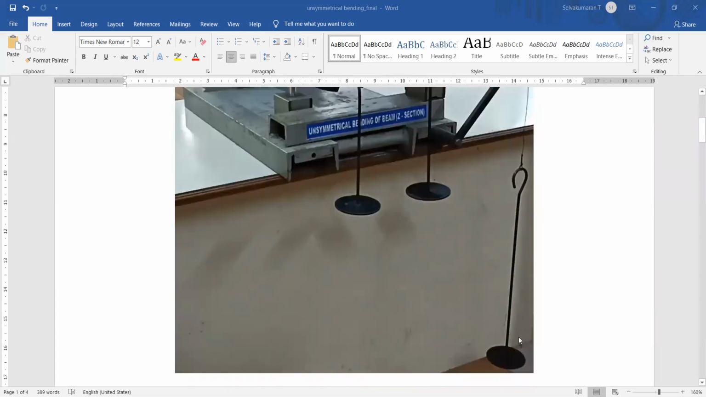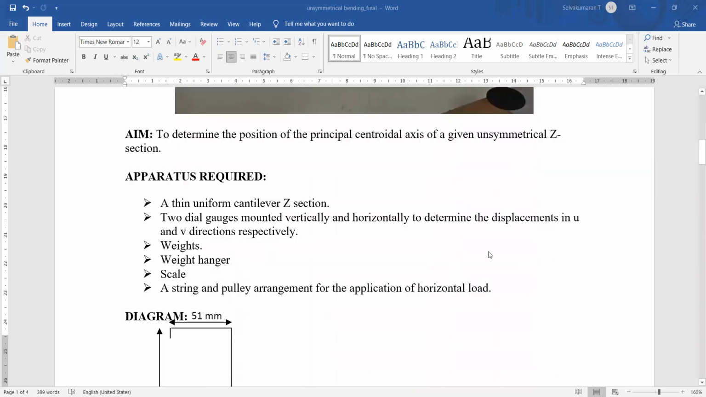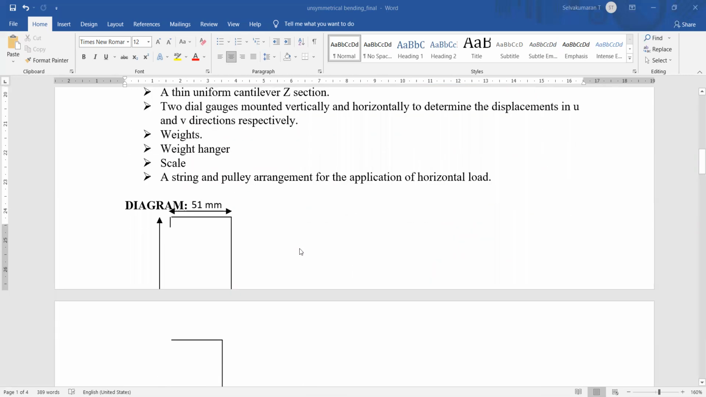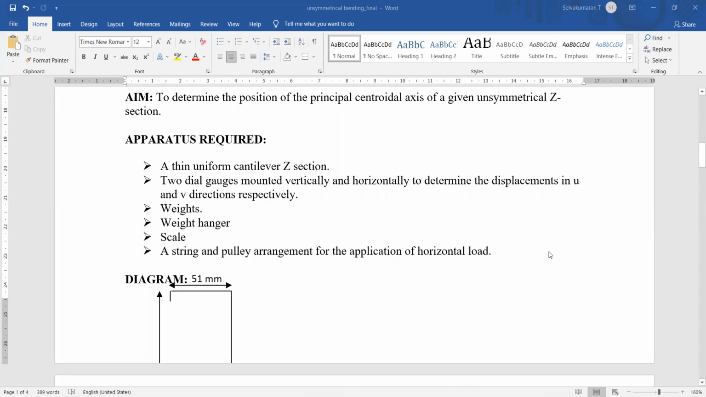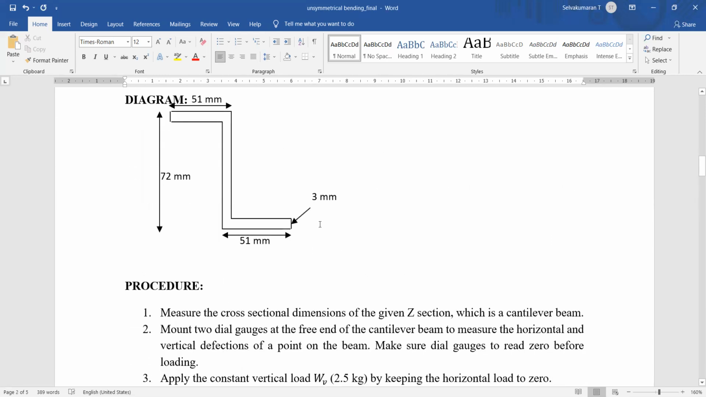Then you add another 0.3 kg and note down the horizontal displacement and vertical displacement. Like this, we have to repeat our experiment at least 10 times to get 10 readings to draw the graph. This is the apparatus required, and this is the dimension. I think the alignment changed, let me correct it. Okay, you can see the geometrical dimensions.